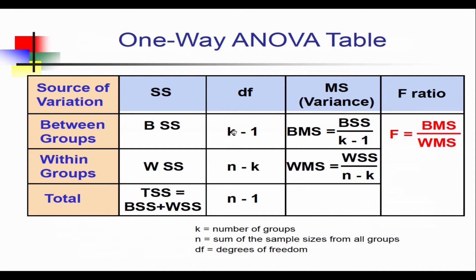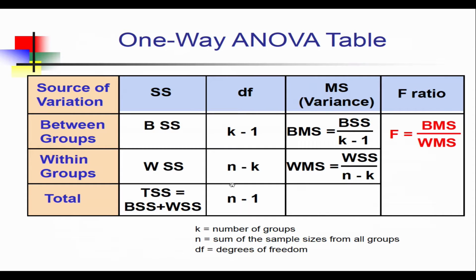Then you list the corresponding degrees of freedom. The first one, for between group, is always the number of groups minus 1. Within group is the total sample size minus the number of groups. And for the total sum of square, its degree of freedom is n minus 1. Also, those two degrees of freedom, k minus 1 plus n minus k, equal n minus 1. The degrees of freedom for between group and within group should sum to the degree of freedom for the total.